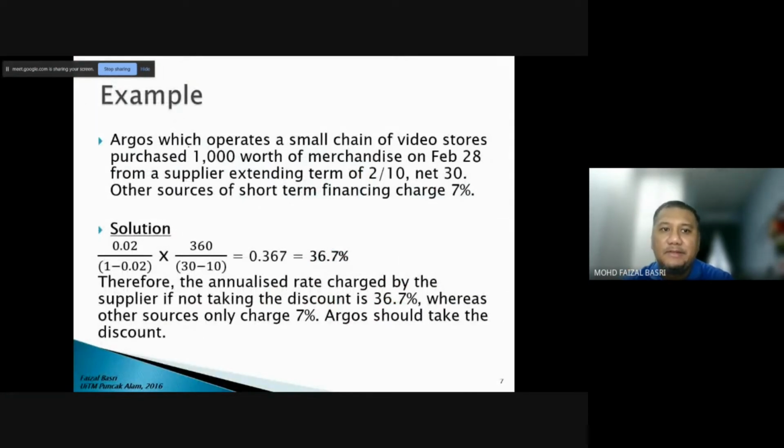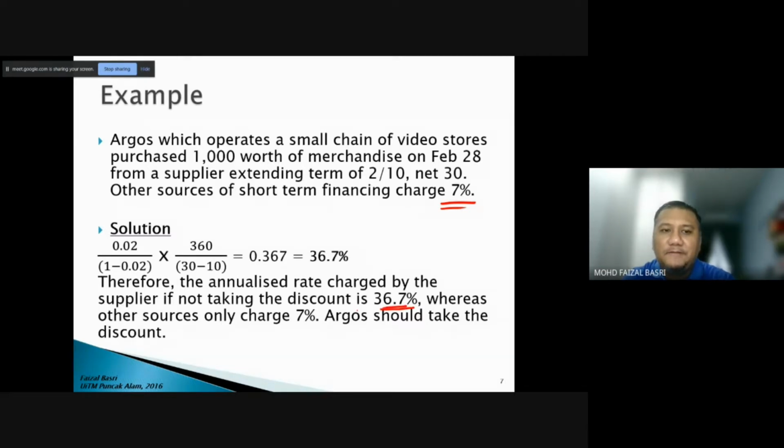So for example here, one company purchased maybe 1,000 ringgit or 10,000 ringgit worth of merchandise, and they have these credit terms. And there are other options. If you borrow money from somewhere else, they charge you 7%. Okay, so the annualized rate will be 36.7%, just like what we calculated earlier.